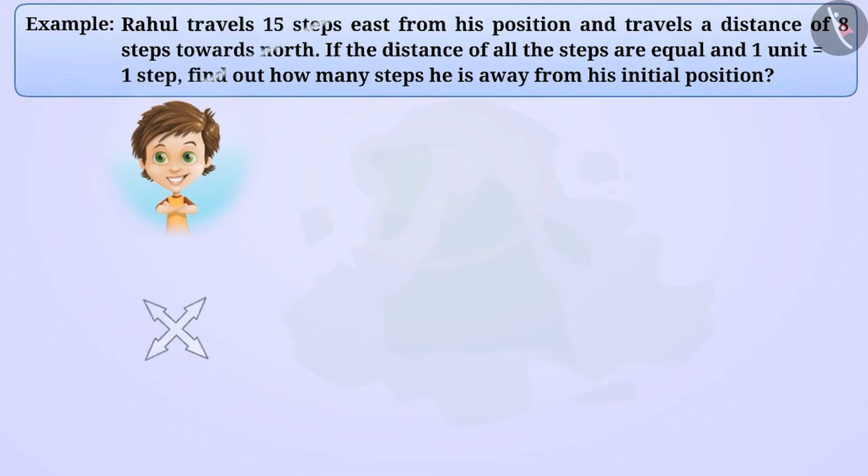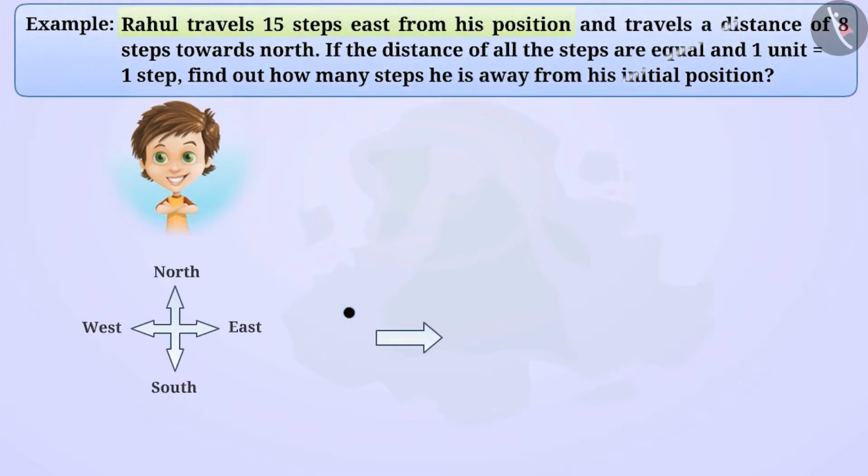You must be knowing that we represent the directions this way. On this basis, let us draw a figure for the given situation. Rahul travels a distance of 15 steps from his position towards east. We will show this by drawing a line segment towards the east direction, whose length will be 15 steps. Let's name this line segment AB.